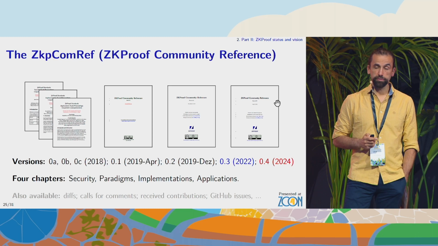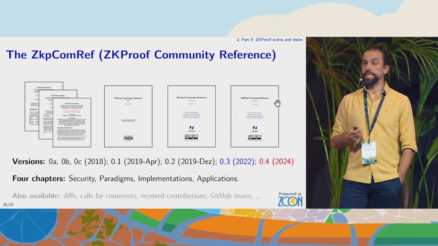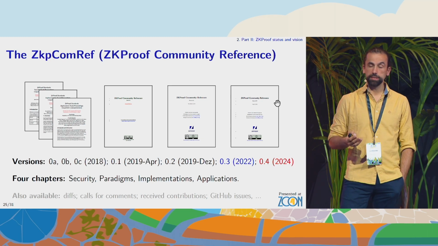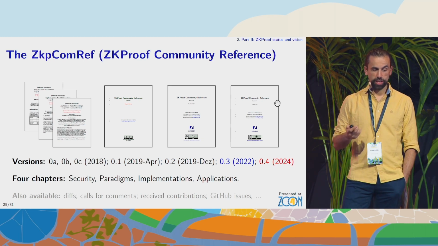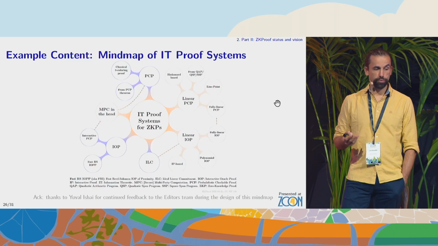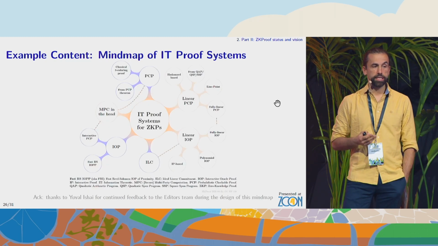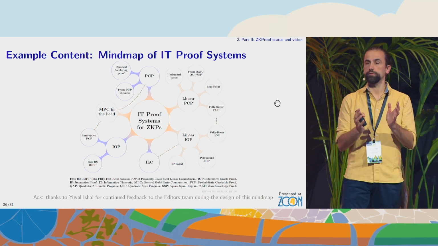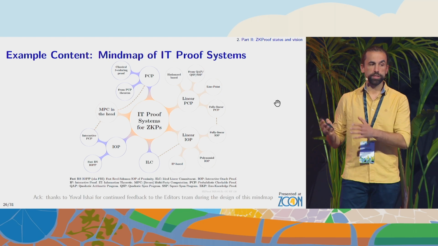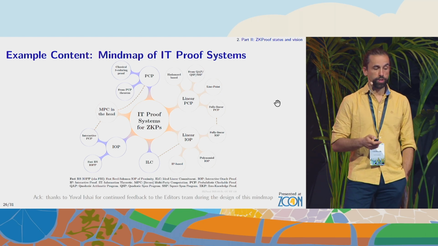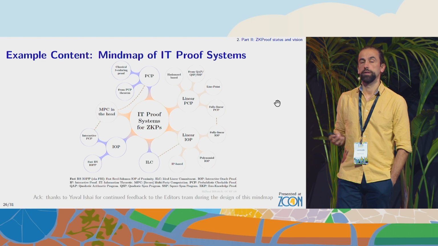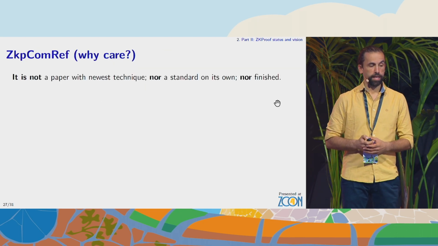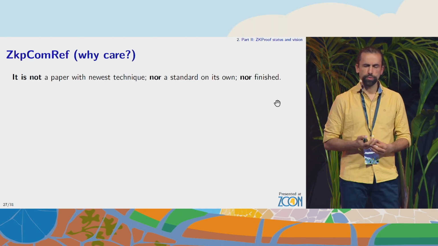We have a community reference that has progressed across time. It's really a draft. It currently has 4 chapters: security, paradigms, implementations, and applications. There's a lot to improve on it. Just as an example of content, in the last version we added a mind map of information theoretical systems, which are one of the components in building a concrete zero-knowledge proof system. And for each of the nodes in this mind map, you'll have a set of paragraphs in the actual community reference.